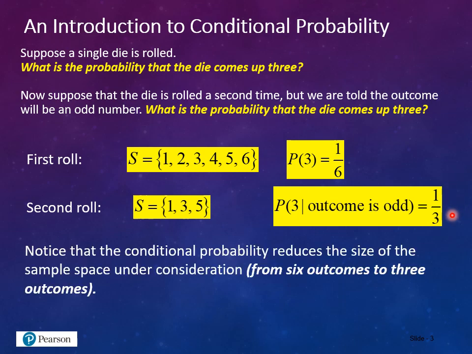Notice that the conditional probability reduces the size of the sample space under consideration, and the condition here was that the outcome is odd. In this case, it went from 6 outcomes to 3 outcomes.